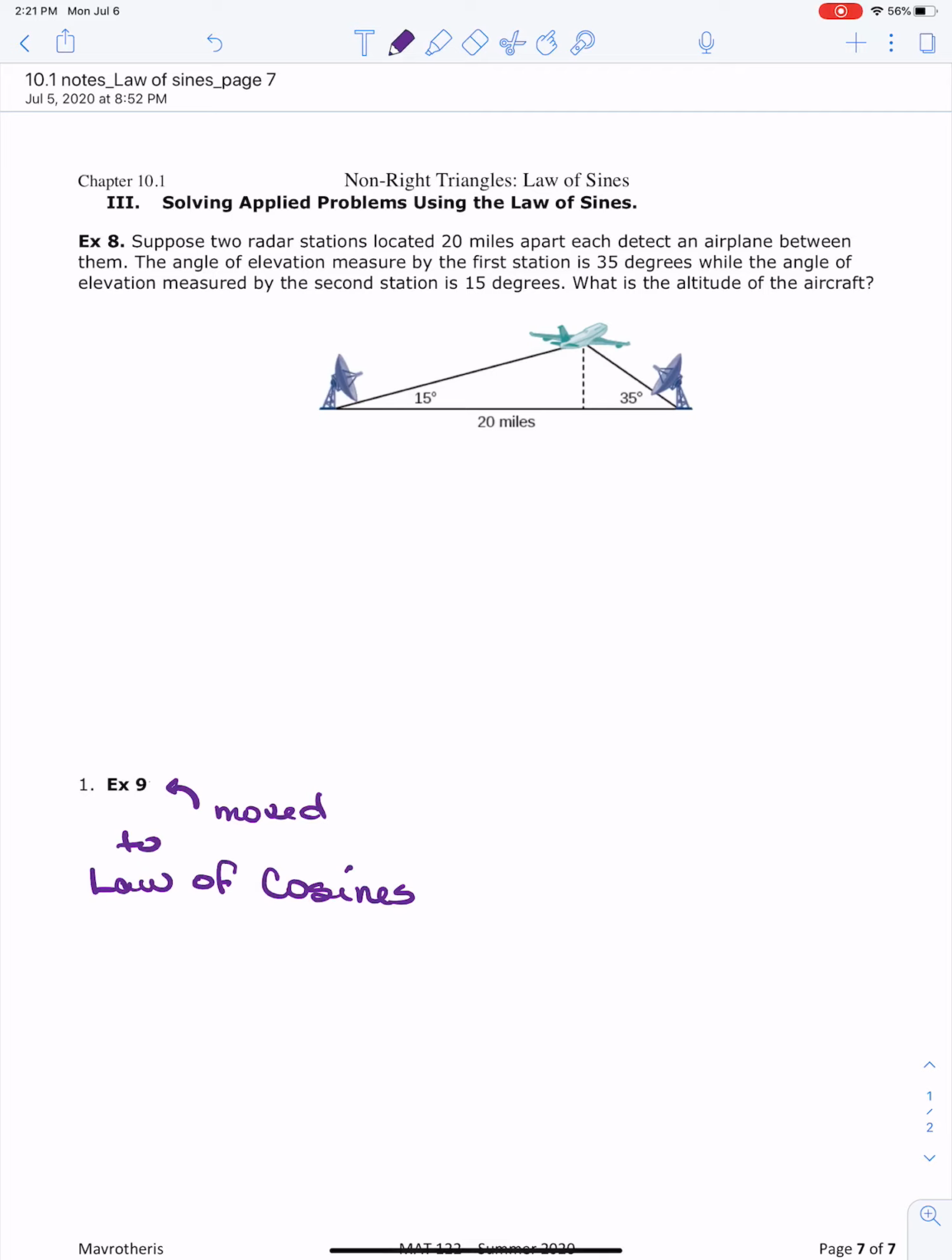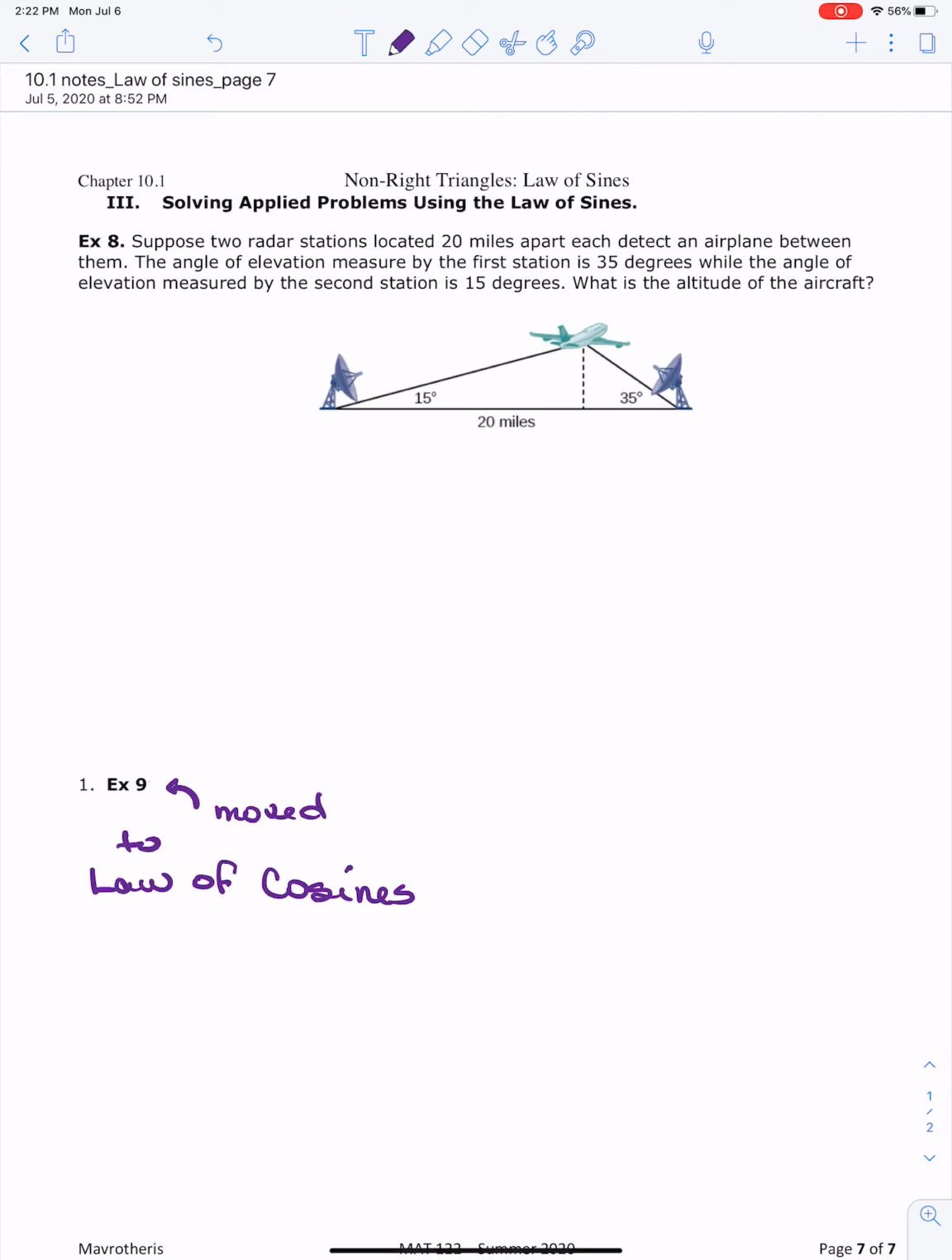We can solve it at this point, but it involves a lot of different triangles, and it's not even using law of sines. So we're not even going to worry about that right now. We are just going to focus on example 8. And so here's what we've got. We've got 2 radar stations located 20 miles apart.